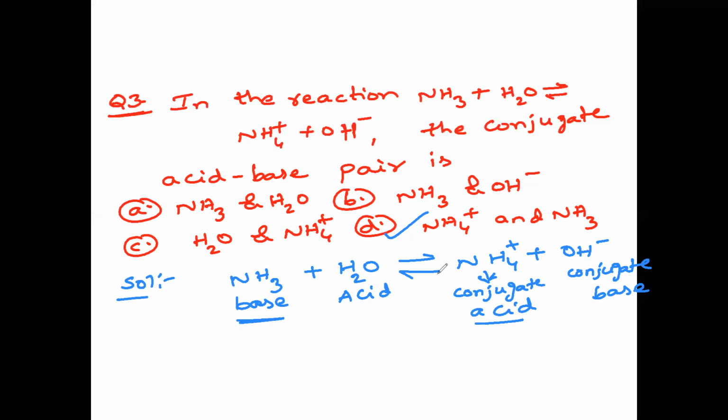And for base, you will get conjugate acid on the right hand side, and for acid, you will get its conjugate base on the right hand side. So this is called conjugate acid base theory proposed by Bronsted-Lowry. Very, very important. Next question. Question number 4.